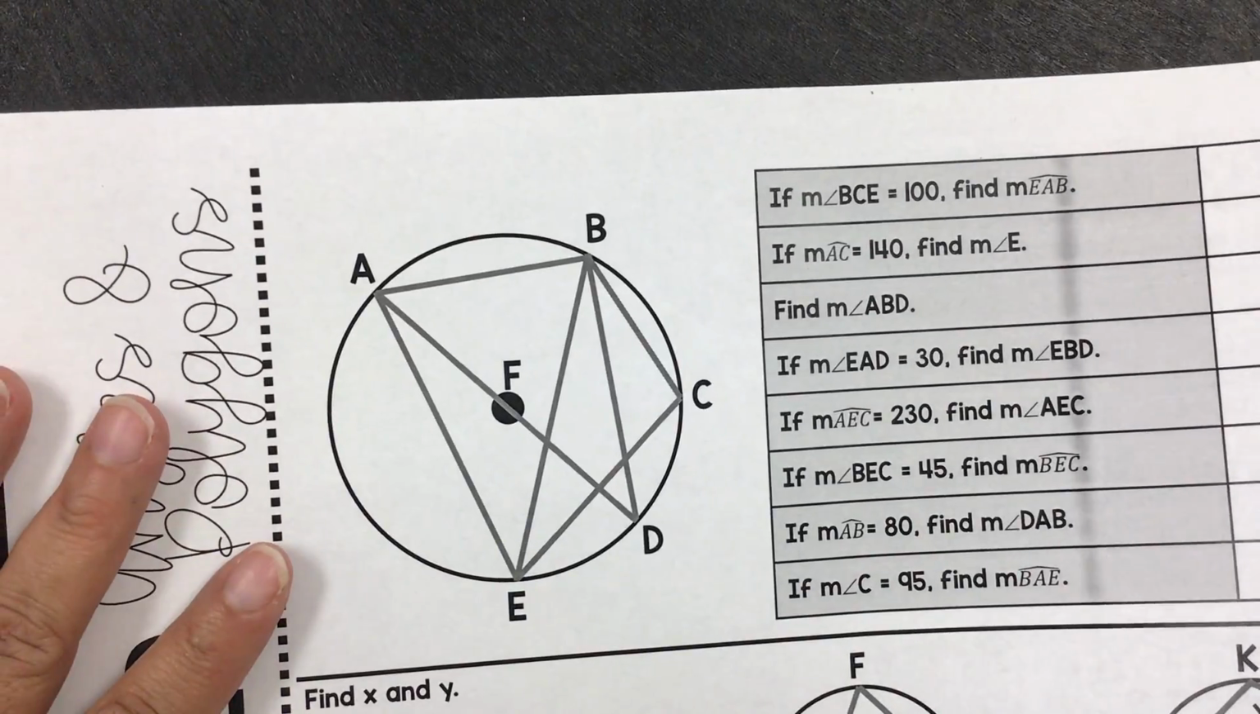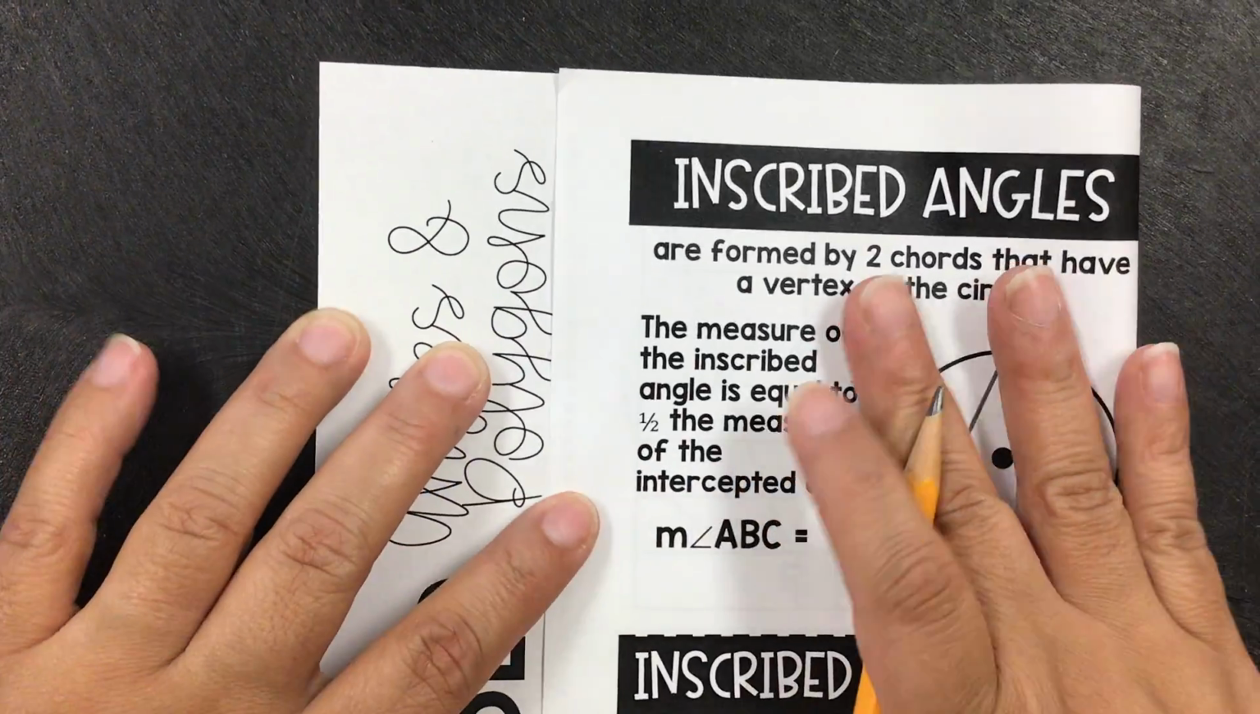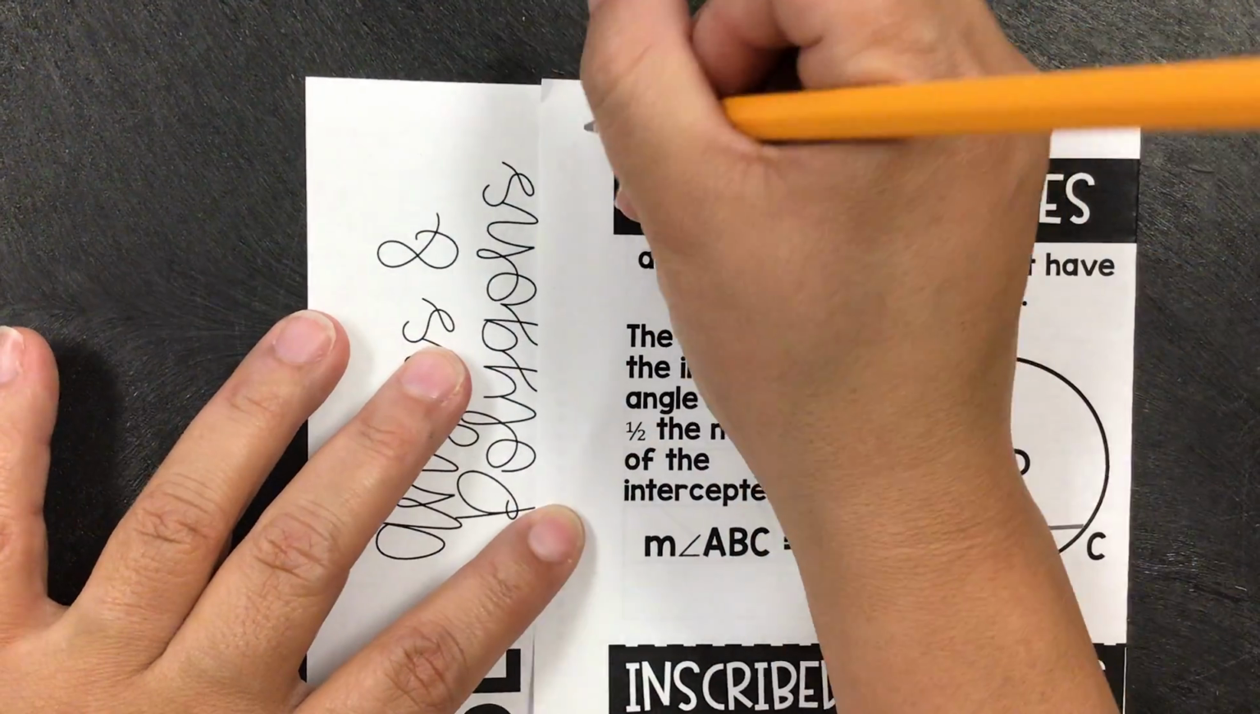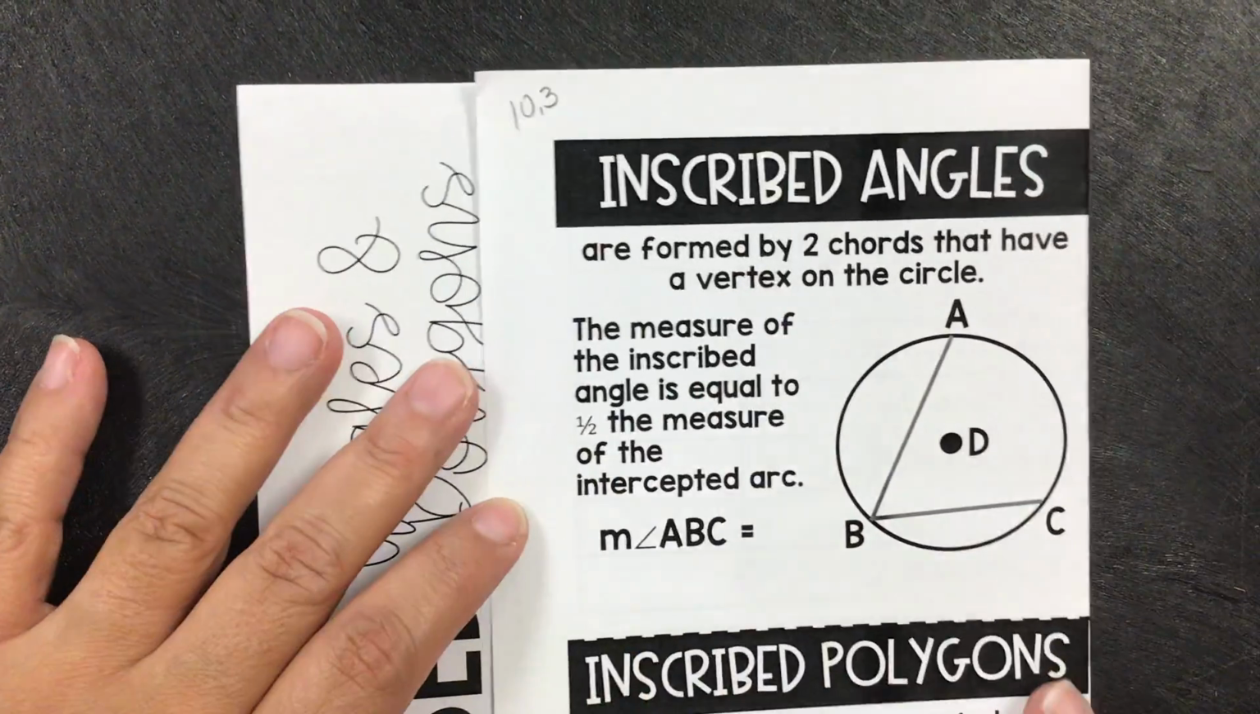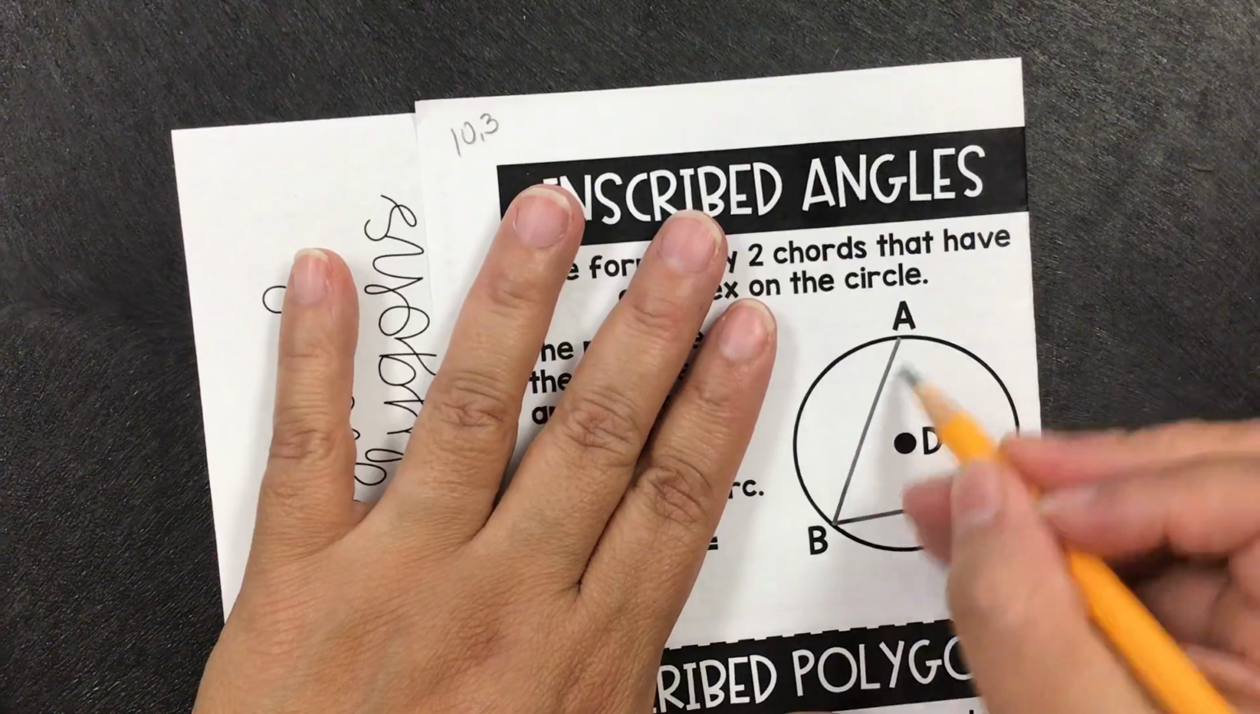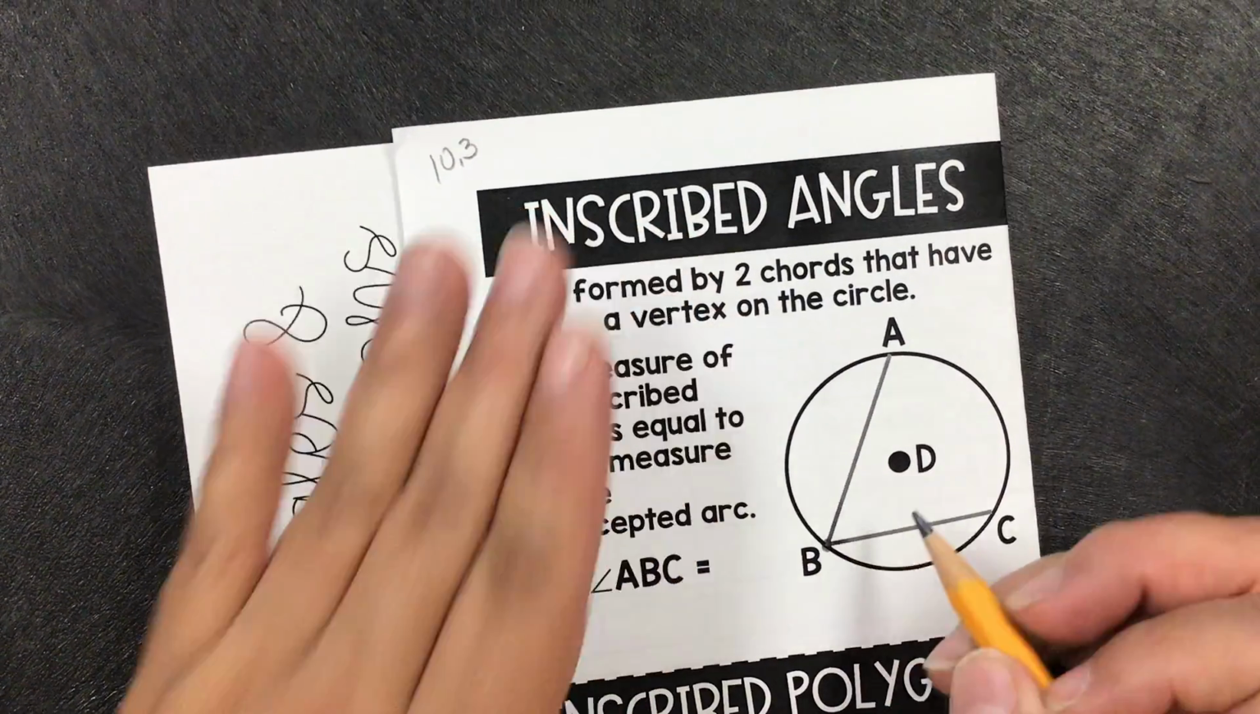This is the foldable for section 10.3. And what we have are inscribed angles, 10.3. Inscribed angles means that the angle vertex is actually on the circle.